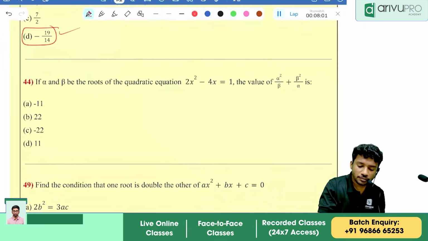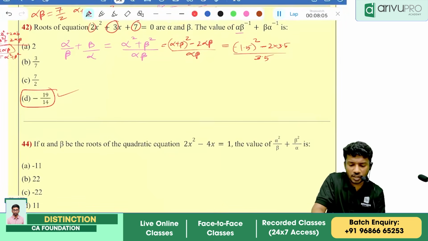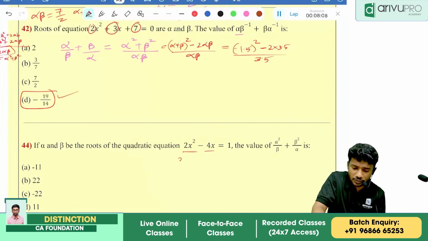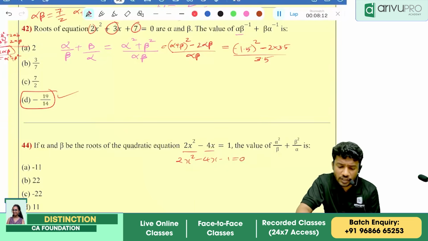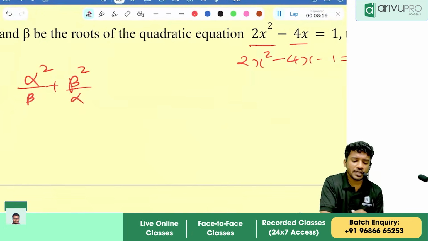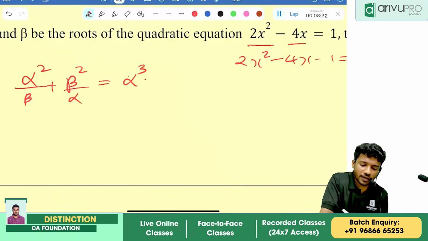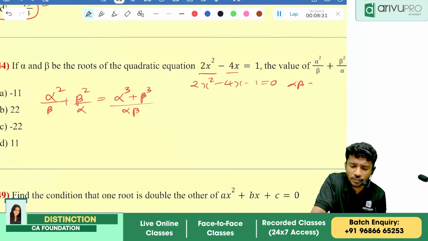Now, the next one. If alpha and beta are the roots of the quadratic equation 2x square minus 4x minus 1, you should always rewrite it in the general form, which is equal to 0. Find the value of alpha square by beta plus beta square by alpha. Take the LCM. It will become alpha cube plus beta cube divided by what? Alpha beta. Now people, do you know the value of alpha beta? Alpha beta is equal to how much? Minus 1 divided by 2.